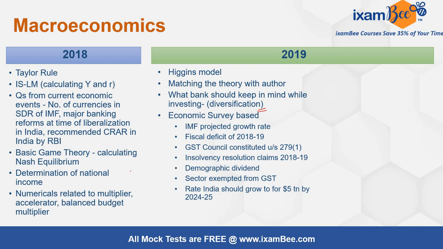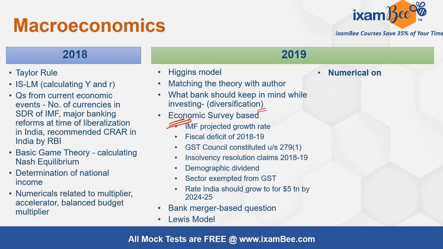There was also a calculation based on India's vision of reaching the 5 trillion economy by 24-25: how much would India have to grow given the current GDP? Even at that time, the bank merger was in the news, so there was a factual, news-based question on the bank merger, and one conceptual question from the Lewis model. So there were a lot of data related questions directly from the economic survey in 2019.